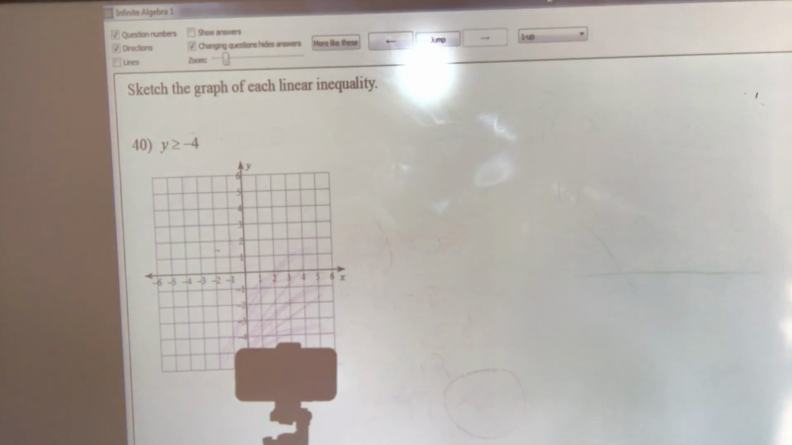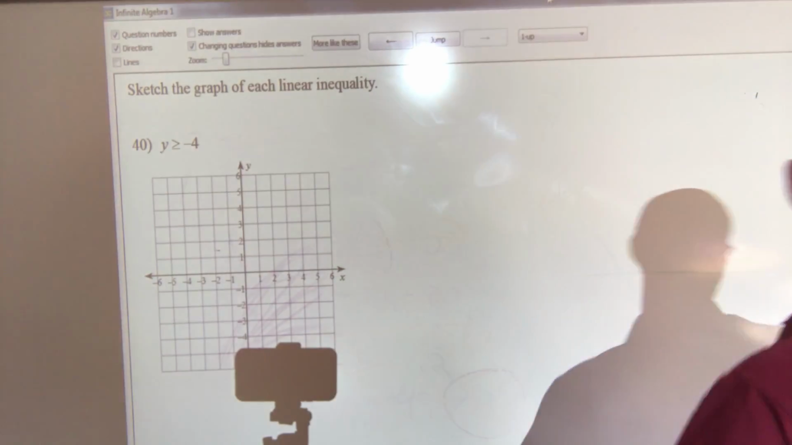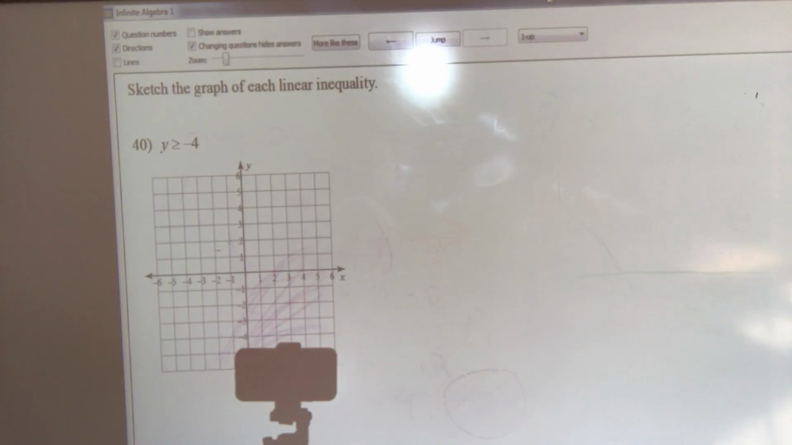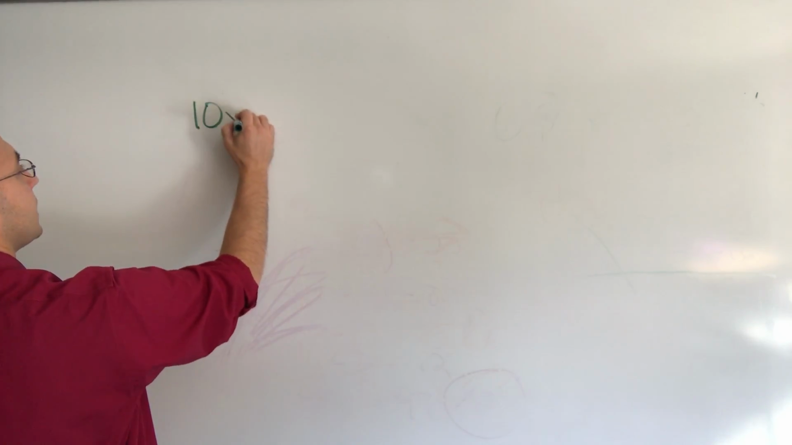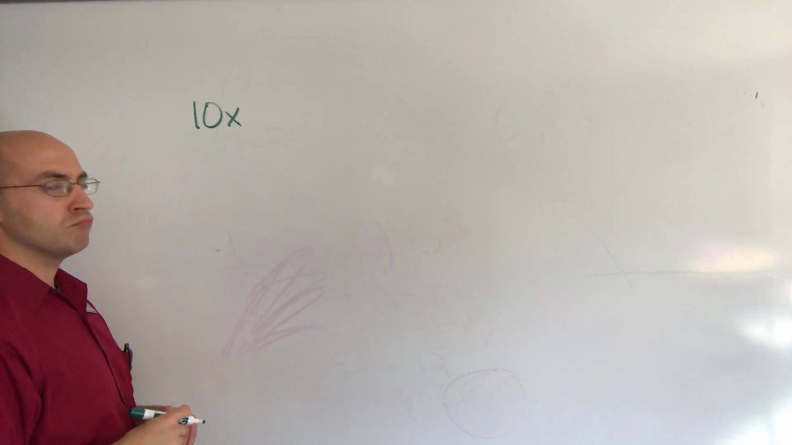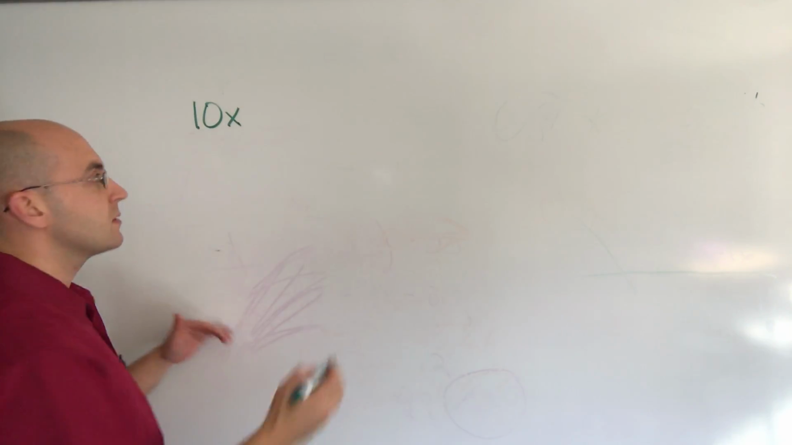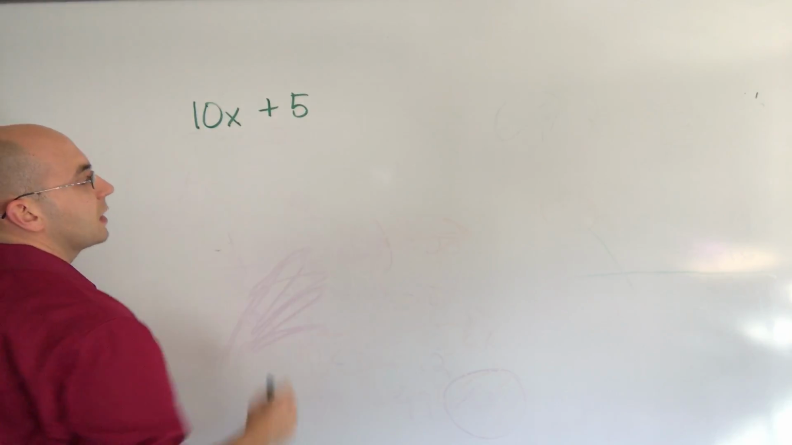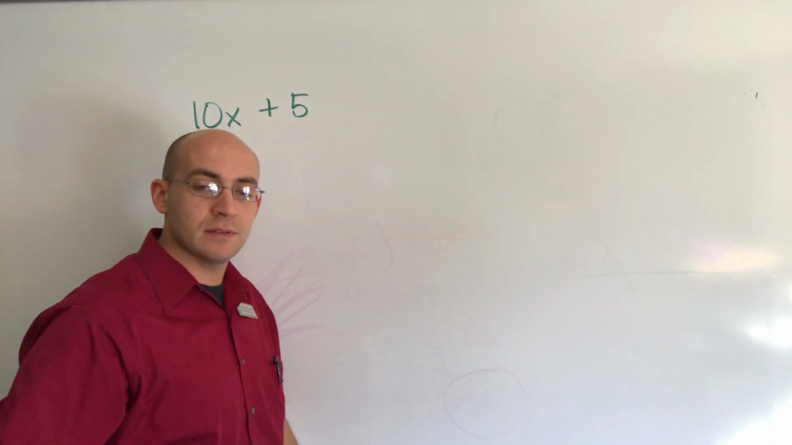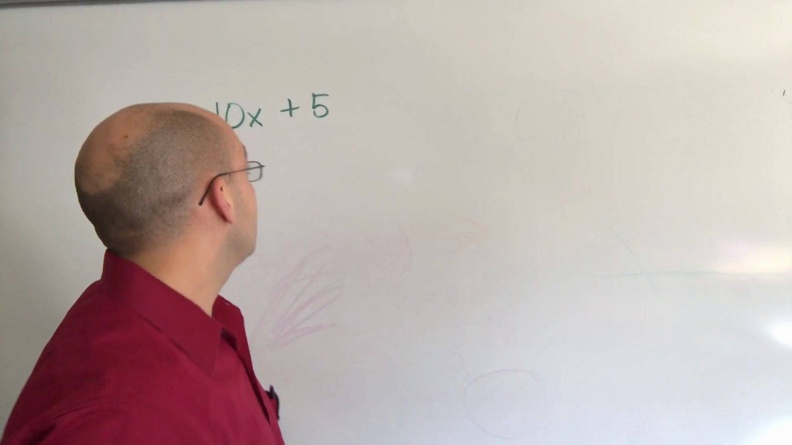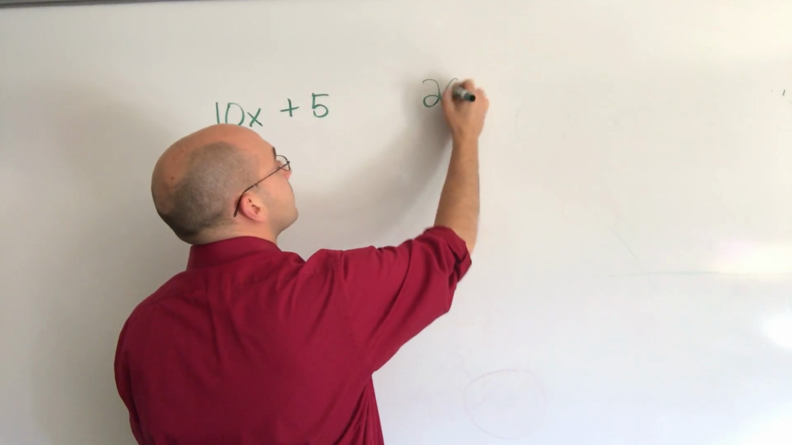One last thing. Let's see if we can do this. I am running a race. I run 10 miles per hour, which is a lot for a human being. So 10x. But I've already run, let's say, 5 miles. So I've already run 5. Okay. John, who is my friend, but he's not my friend because I'm trying to beat him, he runs a lot faster than me. He runs 20 miles per hour.